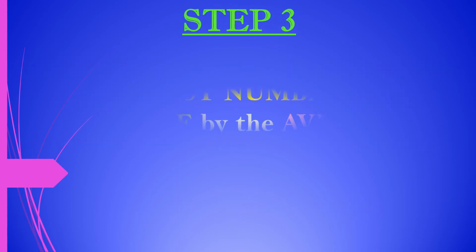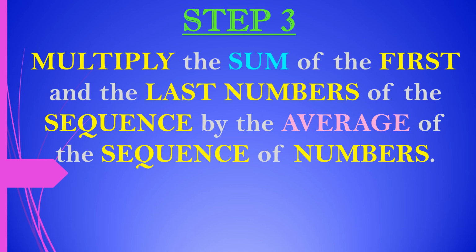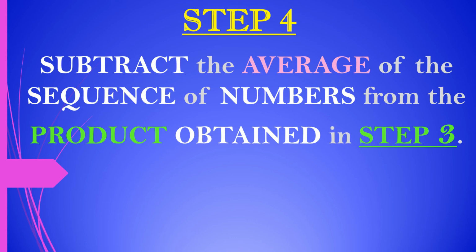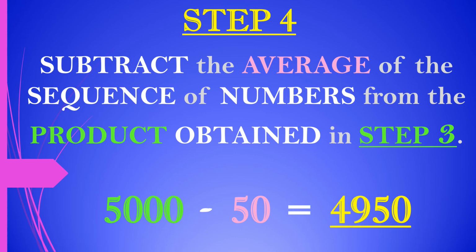The third step involves the multiplication of the sum of the first number and the last number of the sequence, which we computed in step 1, by the average number of the sequence, which we calculated in step 2. The product between 100 and 50 is 5,000. The last step requires the subtraction of the average of the sequence of numbers from the product we obtained in step 3 in order to attain the sum of the sequence of numbers extending from 1 to 99 inclusive. Subtracting the average of 50, which corresponds to the sequence in reference, from the product of 5,000 that we computed in step 3 yields the result of 4,950 for the sum of the sequence of numbers extending from 1 to 99 inclusive.